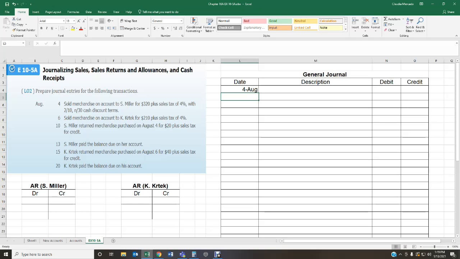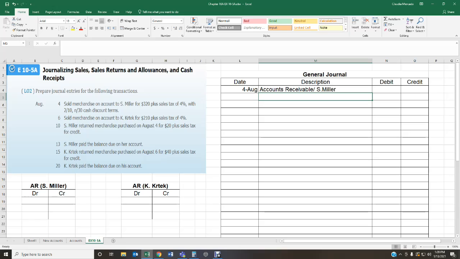So let's start recording. The first thing we have to say here is the merchandise: how did they pay for it? Well, they haven't paid for the merchandise. They purchased it on account. So that means that S. Miller owes me money. And when someone owes you money, what account do we use? When someone owes you money, we set up a receivable. We have an accounts receivable, and we have to keep track of the receivable separately by customer. So this is the receivable for Miller. And I'm just going to put the title for now, and I'll fill in the amounts later.